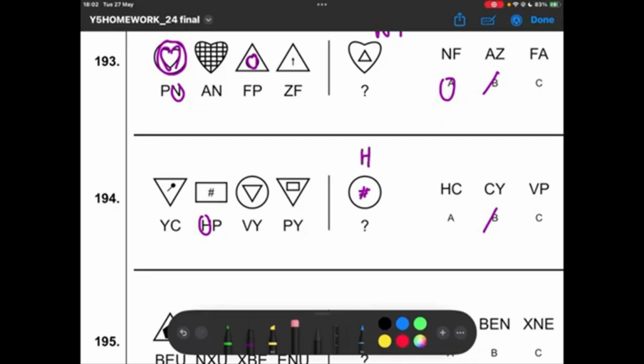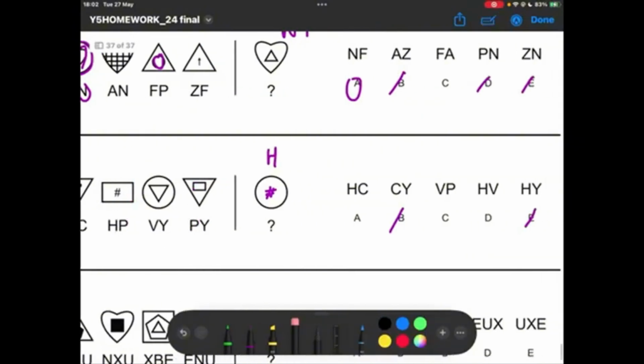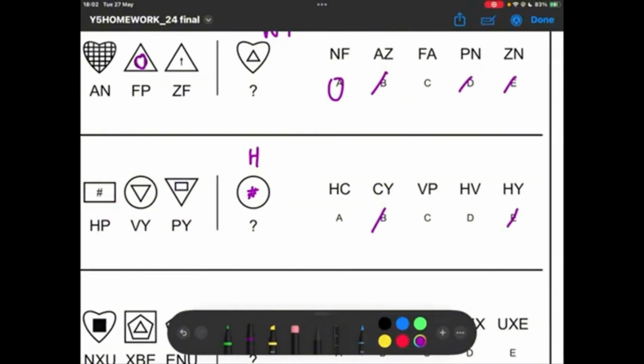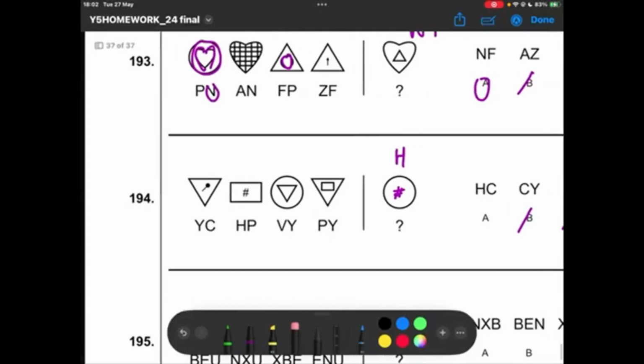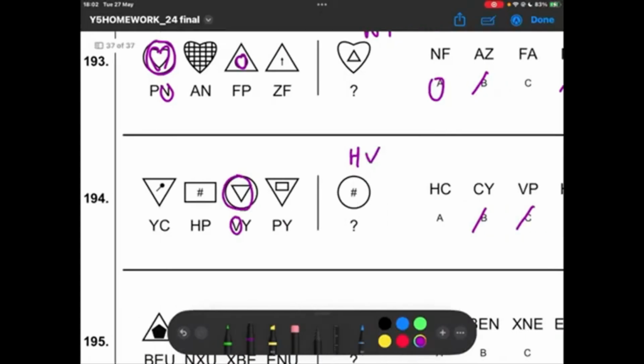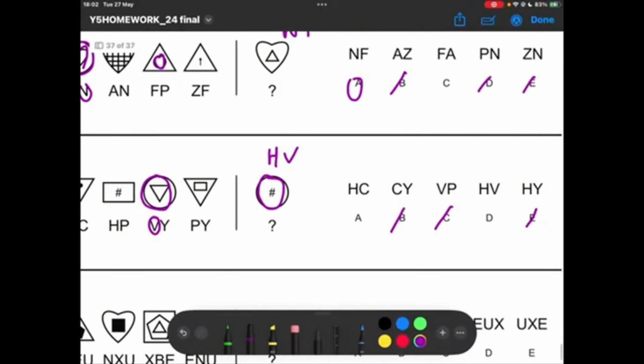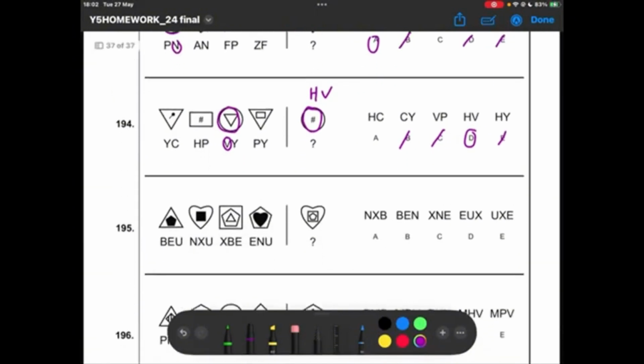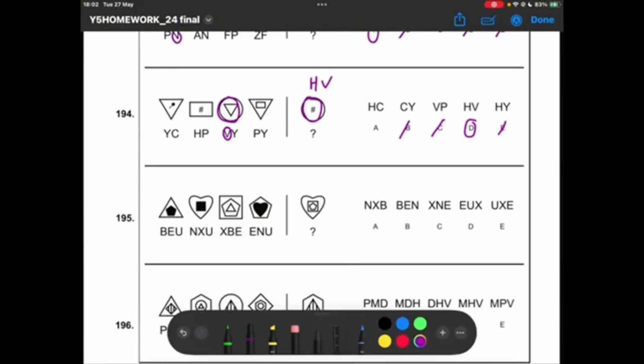So because this one has a P and this one has a P and they both have rectangles, the P must mean the rectangle and the H must mean the hashtag. So we can rule out C as an option. Next, so this one is the only one that has a V in it and it's the only one with a circle, so the V must mean the circle and this has a circle as well, HV, so the answer is D.